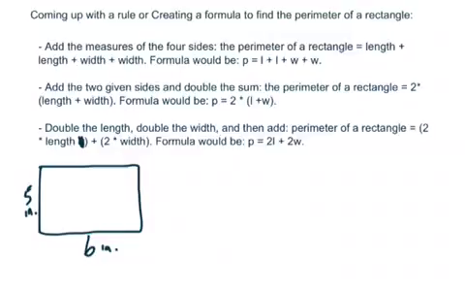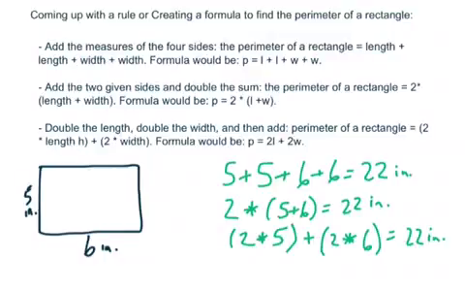So I've drawn a rectangle at the bottom, a 5-inch by a 6-inch rectangle, and I want you to come up with the perimeter doing each of the formulas that I just went through with you. So in your notebook, draw that, and then write the 3 different formulas. You should come up with the same answer each time. And then once you have that done, come back and check it.